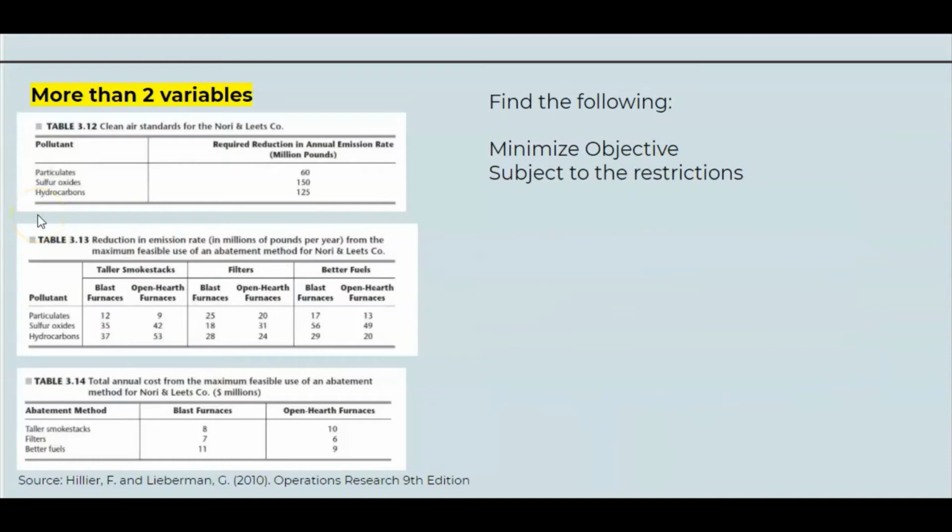We now have three different types of tables. Our goal is to find the minimizing objective, which is also known as the objective function, and also the subject to the restrictions, which are also known as the constraints or the restriction equations. So looking at the three different types of tables, we want to find out where the decision variables are going to happen. Remember, the decision variables are your x1, x2. Now in this case, you may have more than x1 and x2. Consider this table right here and say the particulates are x1, the sulfur oxides are x2, and then the hydrocarbons are x3.